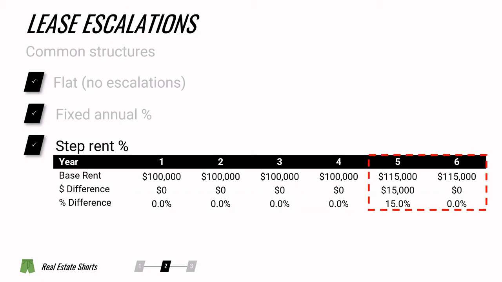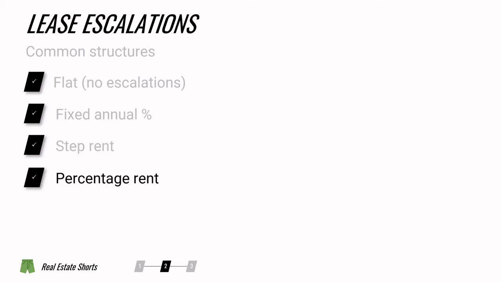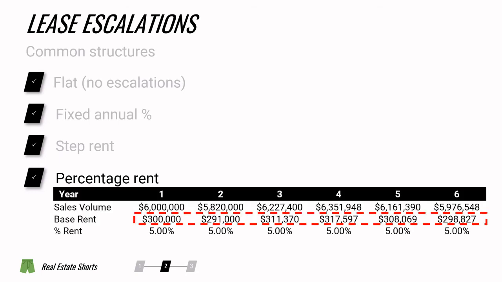So here you'll see that it may be flat from 1 through 4, a 15% increase in year 5, and then flat again thereafter. Now, percentage rent or indexed rent, I think, is the last most common structure. So in this case, you'll notice, highlighted in red, that the base rent changes from 1 year to the next. But the reason it does is because sales volume changes from one period to the next.